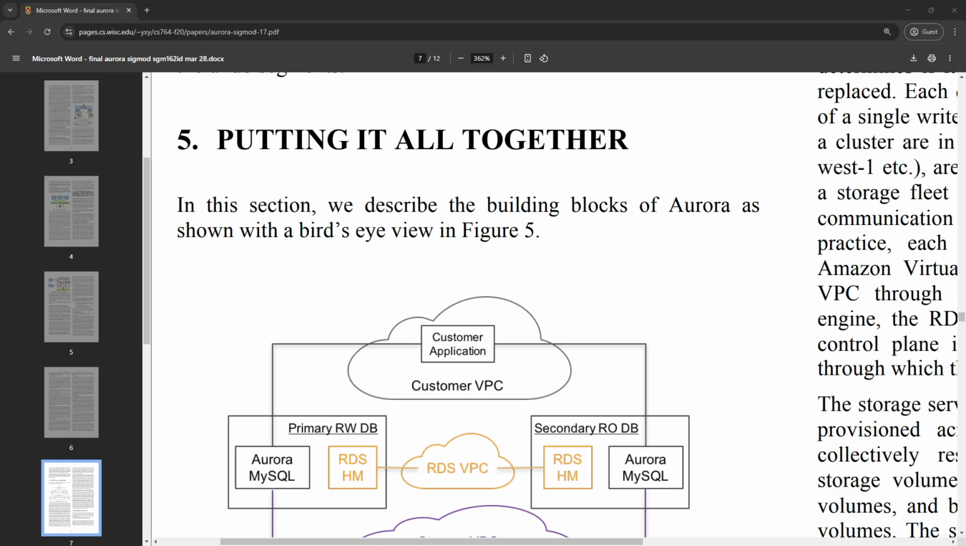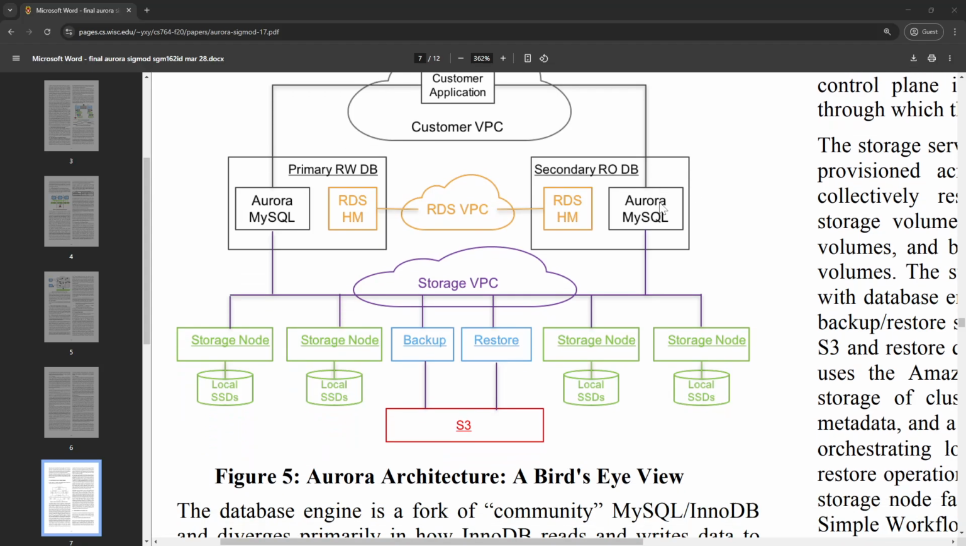Section 5. Putting it all together. In this section, we describe the building blocks of Aurora as shown with a bird's eye view in Figure 5.